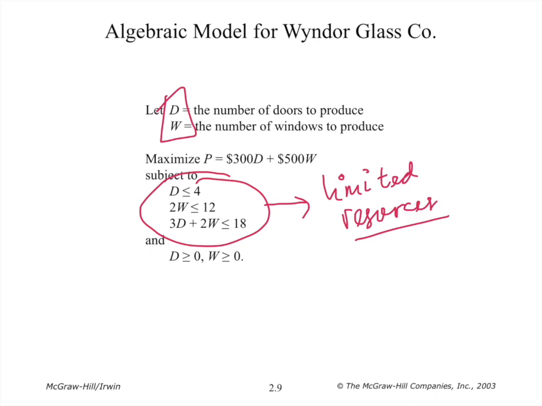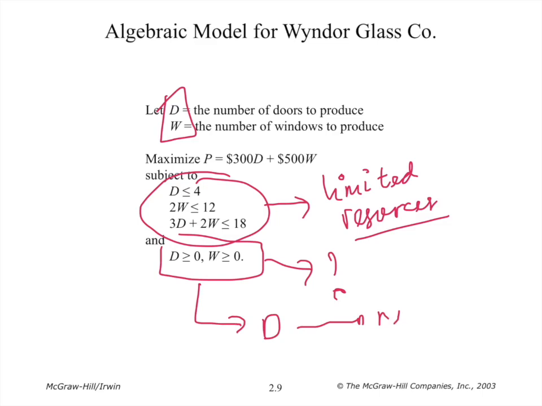Okay, do you know about this equation? How about this equation? Where does it come from? Why must the doors be greater than or equal to 0? Why must the windows be greater than or equal to 0? Because we cannot produce doors in negative. What does it mean to produce a negative number of windows? It is impossible. So we must produce 0 or positive.